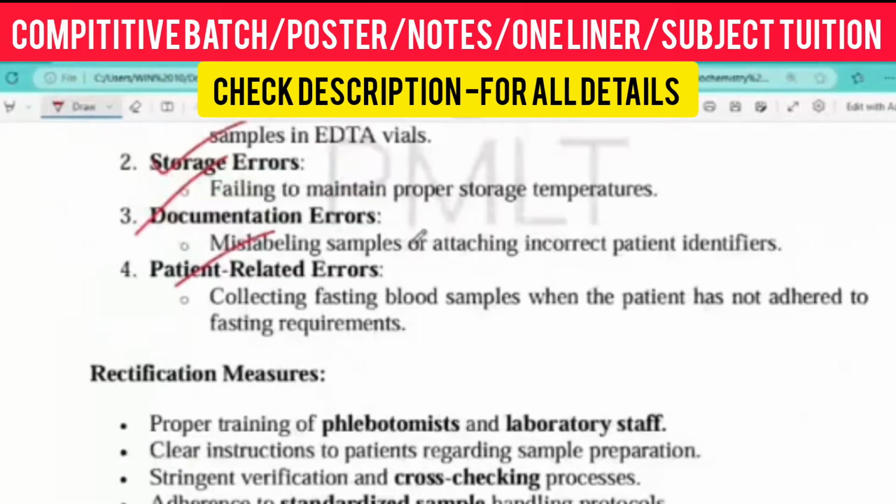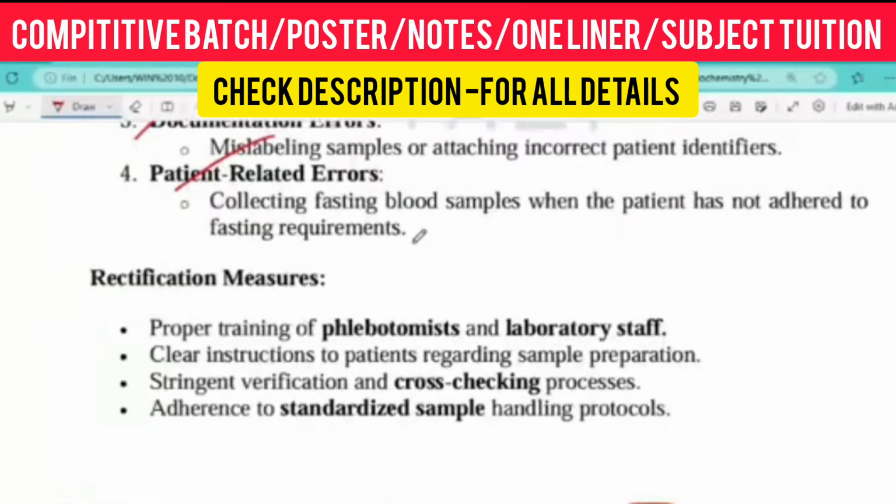Okay, and rectification, how will you rectify? Here we have understood the error, now we have to rectify it. If the error is happening in the collection, then you have to consult and hire the concerned pathologists like you guys, phlebotomist.